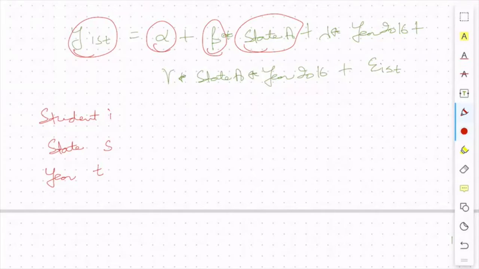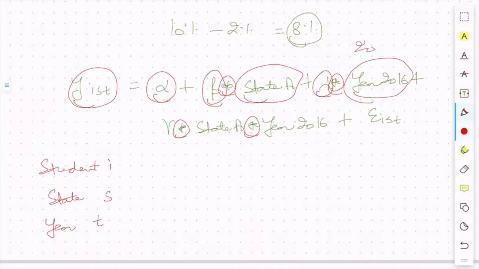Similarly, and just by the way, these stars, which I've tried to create, but maybe they did not come out that way, are multiplicative symbols. This one too. Lambda is the coefficient for the year 2016 dummy. The year 2016 dummy, as you can guess, takes value 1 for the year 2016 and 0 for year 2014. And here I'm assuming that you only have 2 years of data, 2014 and 2016.